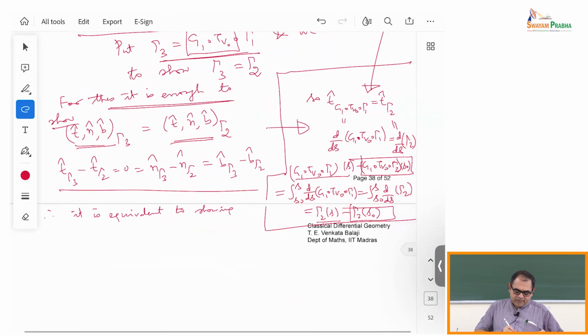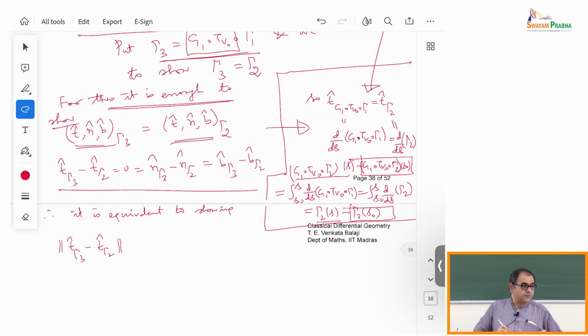the following, namely norm of t cap gamma 3 minus t cap gamma 2, plus, say I want to show every norm is 0. But norm squared is convenient because norm squared is the dot product of a vector with itself. And the sum of squares is 0 if and only if each is 0. So it's equivalent to showing that the sum of the squares of these things is 0. So n cap gamma 3 minus n cap gamma 2 squared plus b cap gamma 3 minus b cap gamma 2 squared is 0. This is enough to show this.